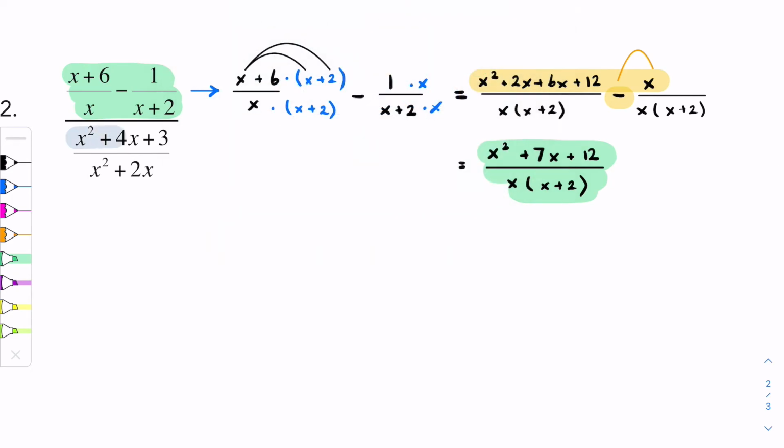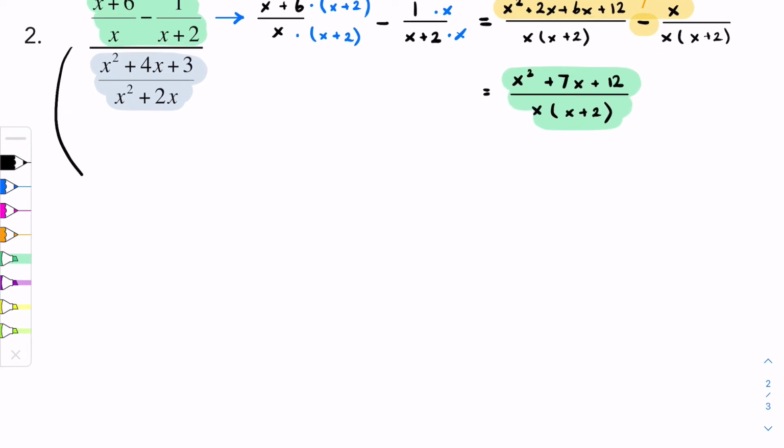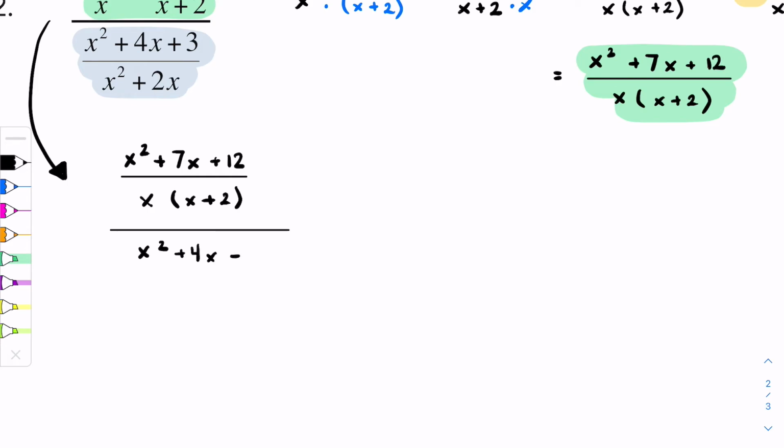If I look at my denominator, this is already one single fraction, so I don't have to do anything to that, which means I can go right to rewriting my two expressions. My numerator is x squared plus 7x plus 12 divided by x times x plus 2. And my denominator remains the same as what it started as, x squared plus 4x plus 3 divided by x squared plus 2x.